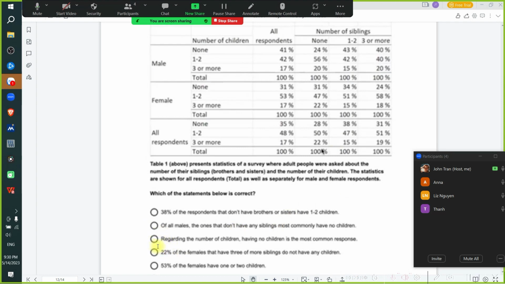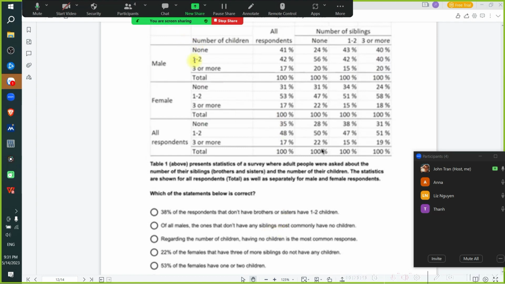C. Regarding the number of children, nếu mà nói đến số lượng trẻ con đi, thì không có con là cái response thông thường thấy được nhất. Number of children, none. Is it the most common response? No, it's not, right? Because you can see none is 41, but this is 1 to 2 children is 42%. Nó có một cái con số nó lớn hơn cái con số này luôn rồi, trong tất cả cái đống này, cho nên là cái này cũng không đúng luôn.